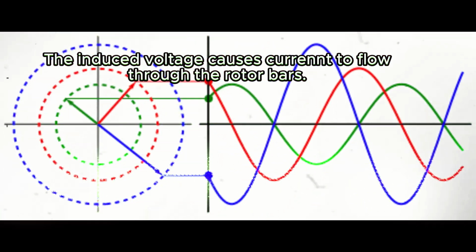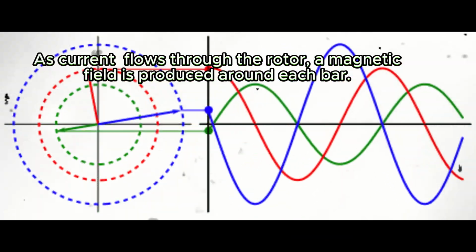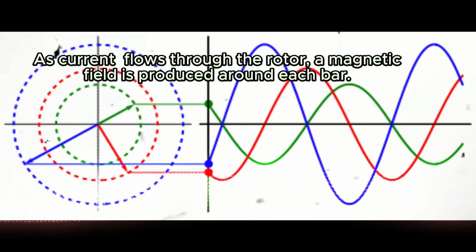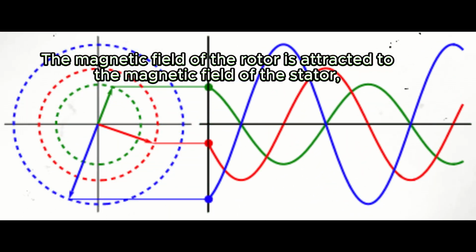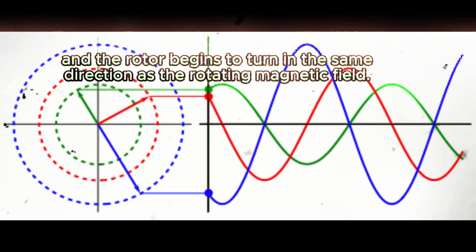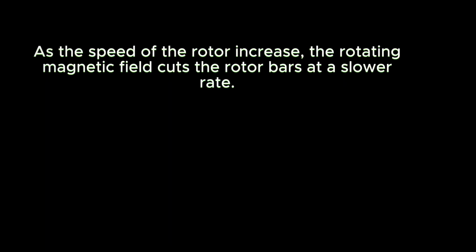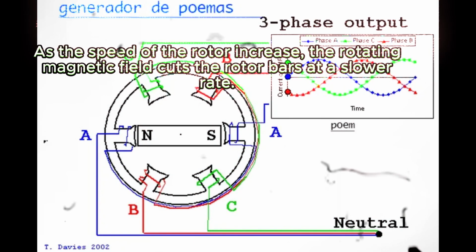The induced voltage causes current to flow through the rotor bars. As current flows through the rotor, a magnetic field is produced around each bar. The magnetic field of the rotor is attracted to the magnetic field of the stator, and the rotor begins to turn in the same direction as the rotating magnetic field. As the speed of the rotor increases, the rotating magnetic field cuts the rotor bars at a slower rate.